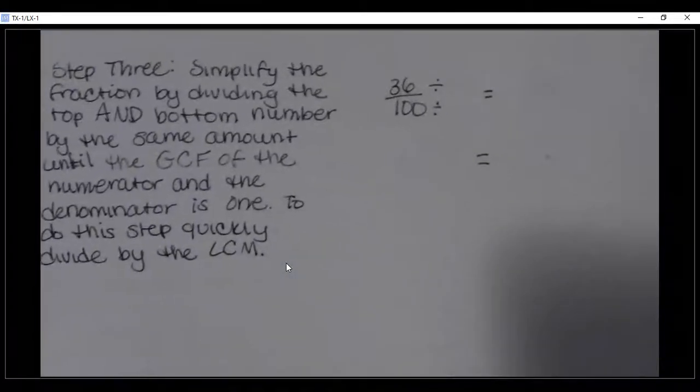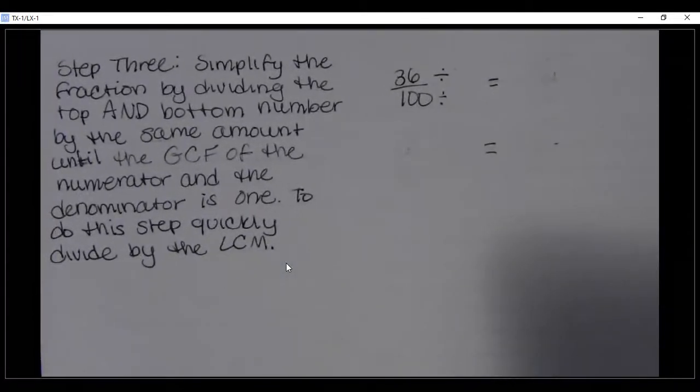Now our final step is to simplify the fraction by dividing the top and the bottom number by the same amount until the greatest common factor of the numerator and the denominator is 1. That's a fancy way of saying simplify until you can't anymore. If you want to do this in one step, then you're going to need to divide by the greatest common factor. So there's a couple of different strategies that you can use. You can divide by the greatest common factor, or you can do what I'm going to do right here and keep dividing until you can't anymore.